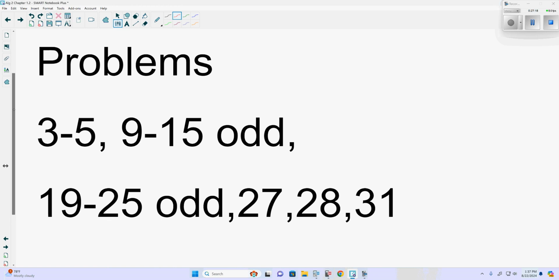Problems 3 through 5, 9 through 15 odd, 19 through 25 odd, 27, 28, and 31. So the only ones that you do odd or even are the numbers that are right before odd or even. So 9 through 15 is odd, 19 through 25 is odd. Only reason I specify that is I've had some students turn in the entire assignment was just odd, but it's only that set number.